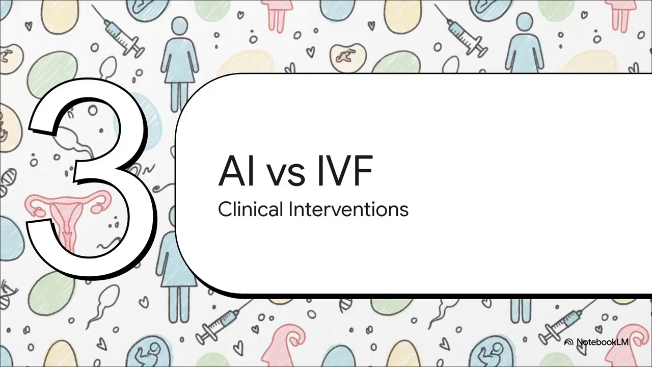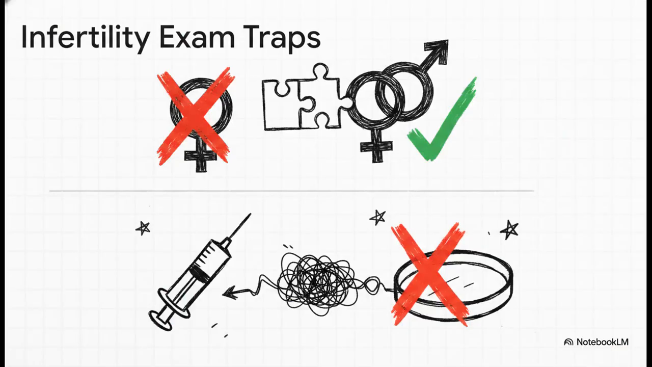All right, Section 3, treating infertility, AI versus IVF. This is where we look at the incredible clinical interventions used for those biological bottlenecks. Before we get into the actual clinical solutions, we need to clear up a massive trap I see all the time. Listen, infertility is absolutely not just a female issue. It's a huge mistake to think that. The truth is, these biological bottlenecks frequently come from factors in either partner, or honestly both.